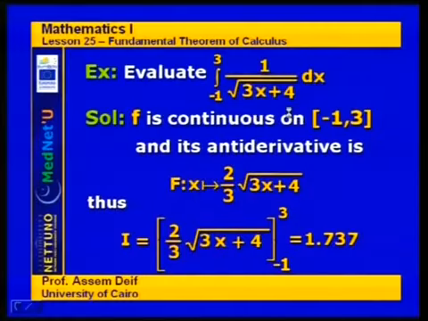And this result, in fact, represents what? The area beneath the graph, which is y equal to 1 divided by the square root of 3x plus 4.